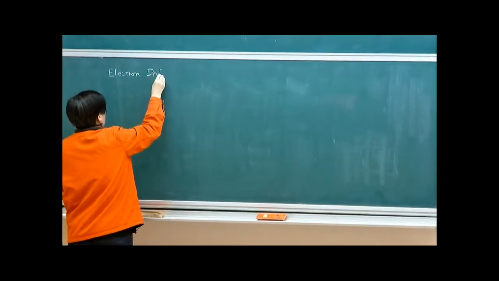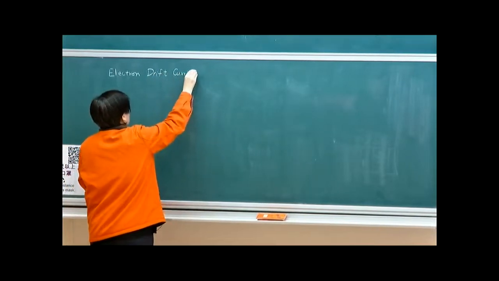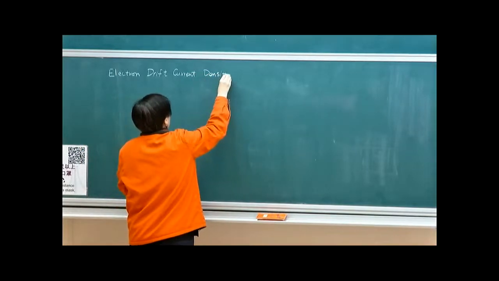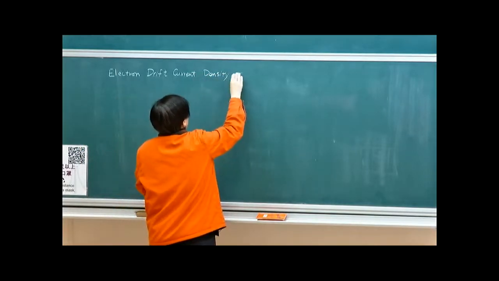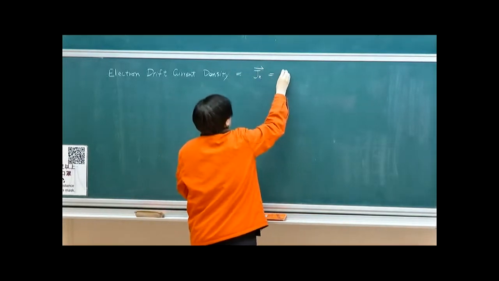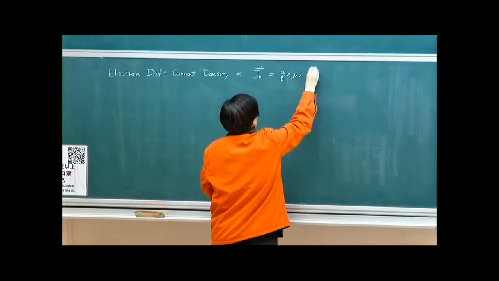So that's electron current density. Let me be specific: electron drift current will then be Jn = q n mu_n E. Okay?